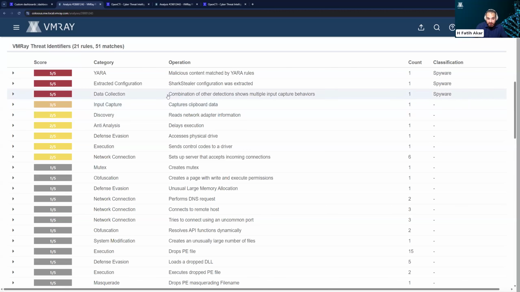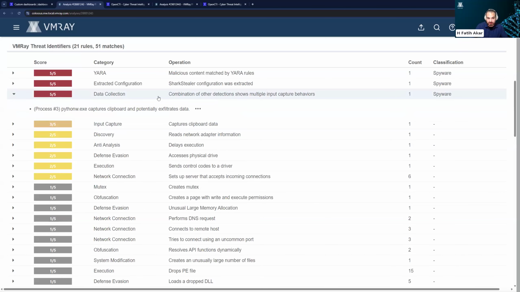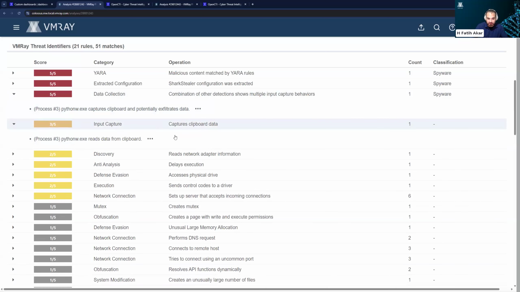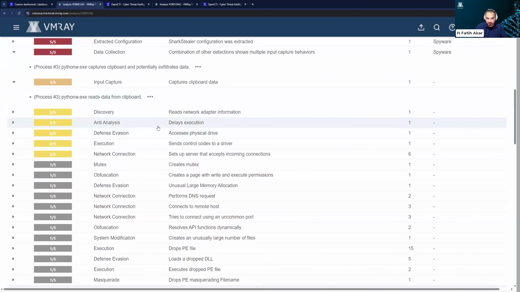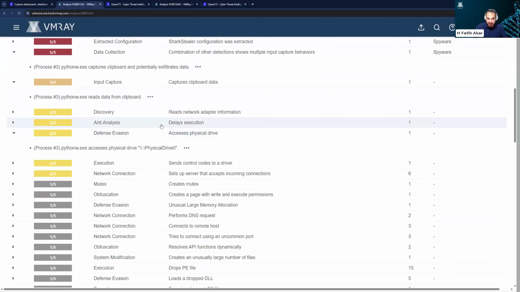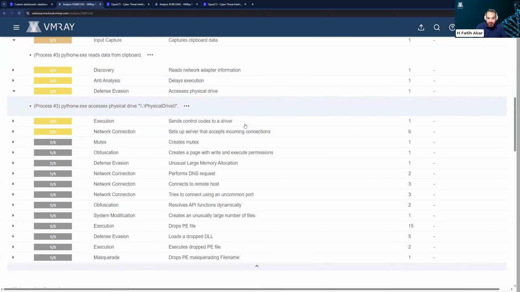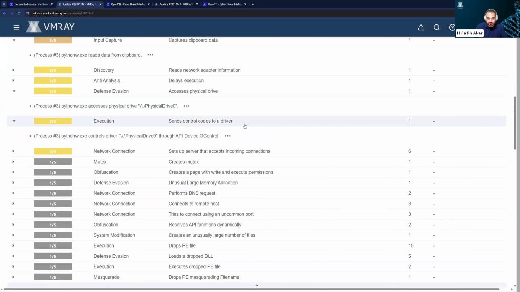So it is a stealer. It's just trying to exfiltrate data and trying to get a lot of things from the clipboard. And again, input capture, same thing goes on over there. Some evasion attempts are continuing. It's trying to access the physical drive directly, delaying the execution, as we mentioned earlier. And it just sends control codes to your driver.